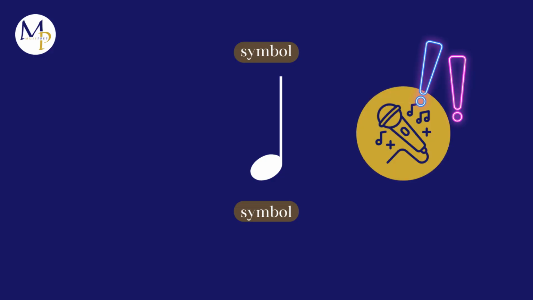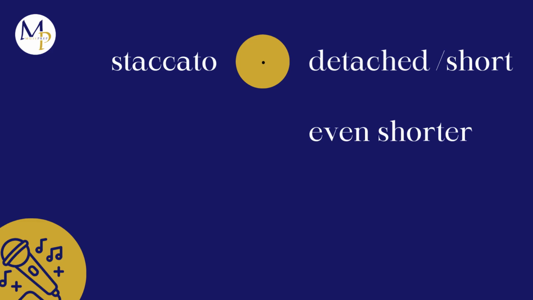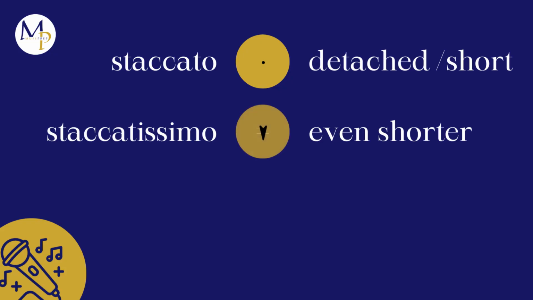Additional symbols can be placed above or below the note heads to describe more precisely how notes should be attacked and connected. Each type of articulation has its own technical term. Staccato means detached and short. It is indicated with dots. The notes are played with a clear gap between them. If the notes should be played even shorter, called staccatissimo, wedges are used instead of dots.